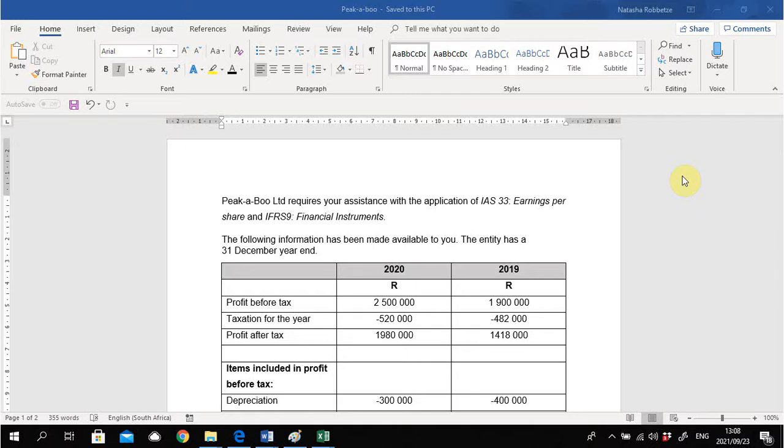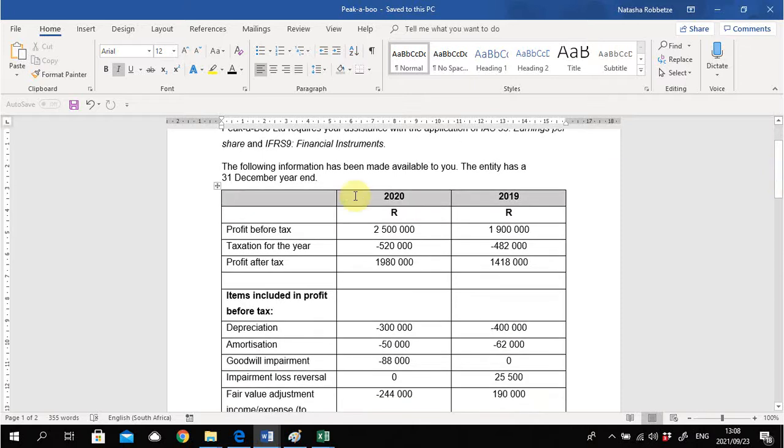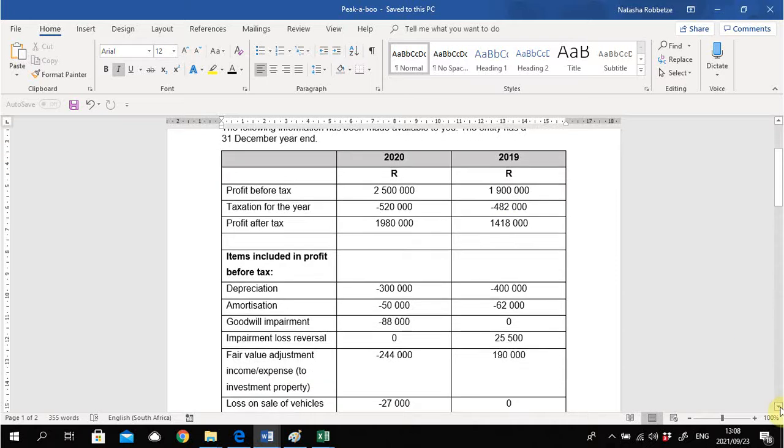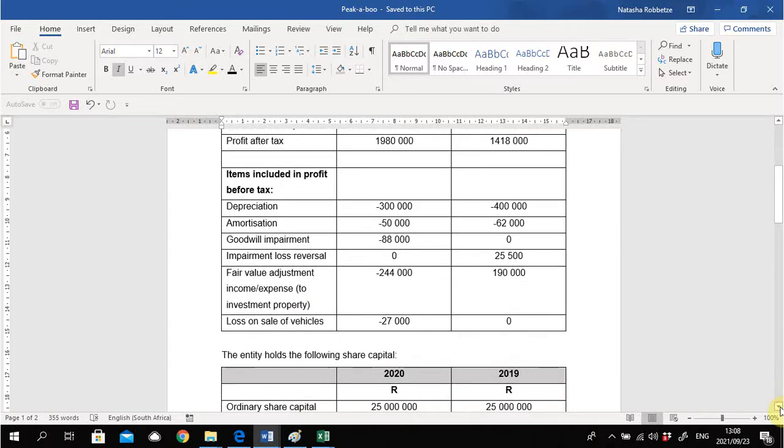So I want us to read together because it says that this entity requires your assistance and they've made their financial information available, and the year end is 31st December. The profit before tax is given here for 2020 and 2019, then the taxation, then the profit after tax, and then a list of items that were included in the profit before tax: depreciation, amortization, goodwill impairment, impairment loss reversal, fair value adjustment, income and expense, and loss on sale of vehicles.